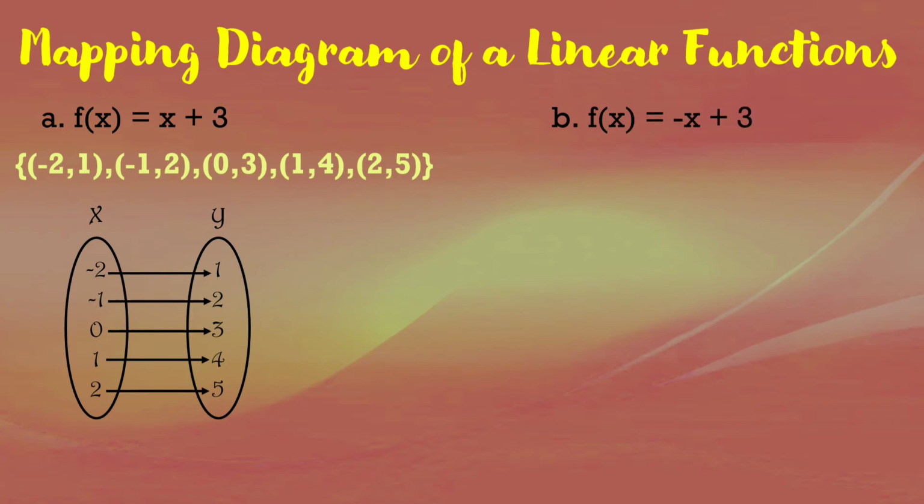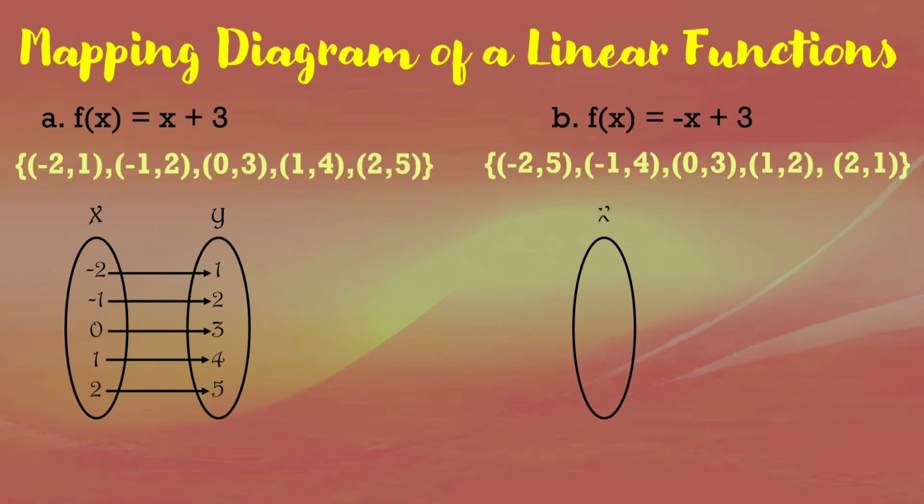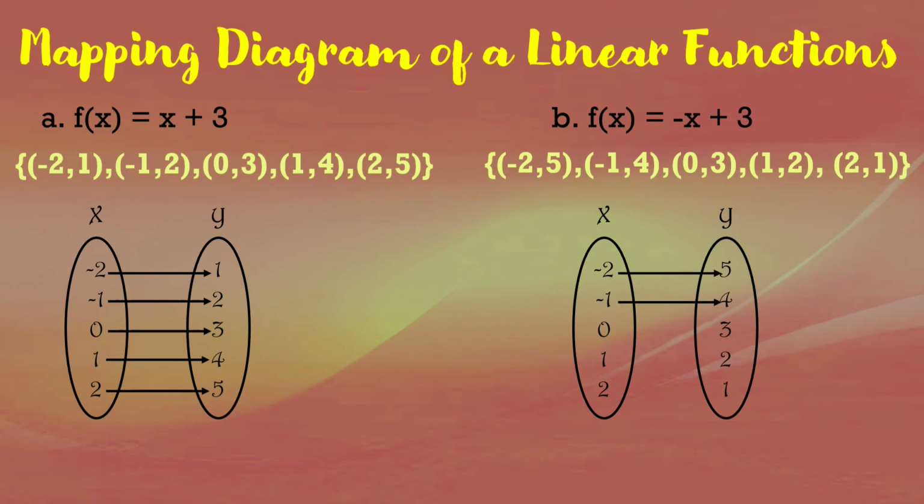Letter B, so we have f of x equals negative x plus 3. These are its ordered pairs: negative 2, 5, negative 1, 4, 0, 3, 1, 2, 2, 1. Let's put it as a mapping diagram. These are the elements of x: negative 2, negative 1, 0, 1, 2. These are also the elements of y: 5, 4, 3, 2, 1. So, negative 2 corresponds to 5, negative 1 to 4, 0 to 3, 1 to 2, and 2 to 1.